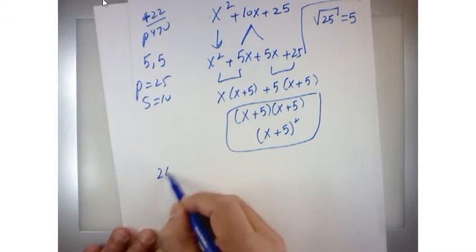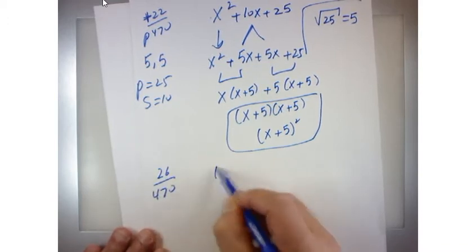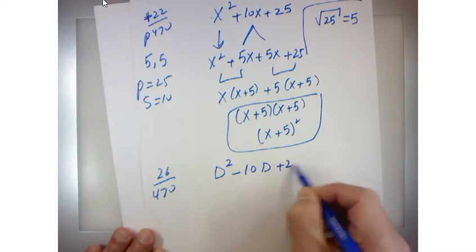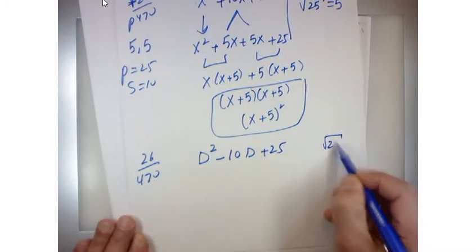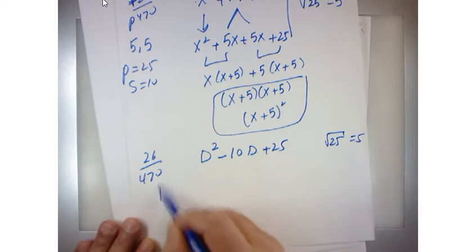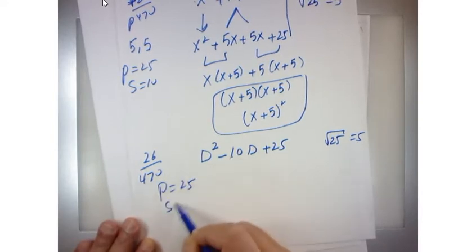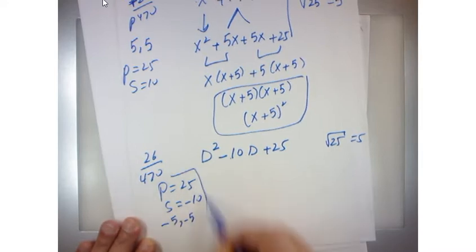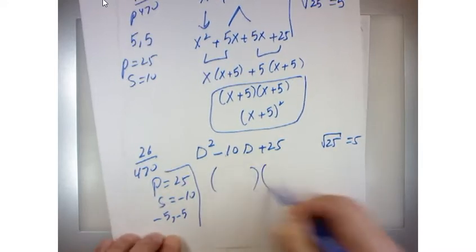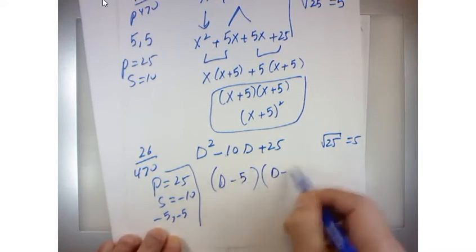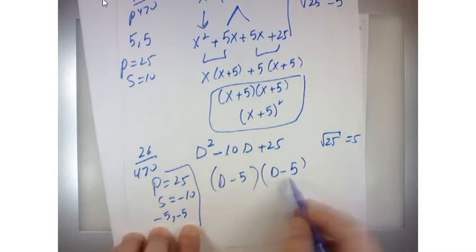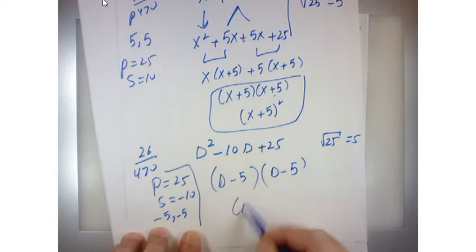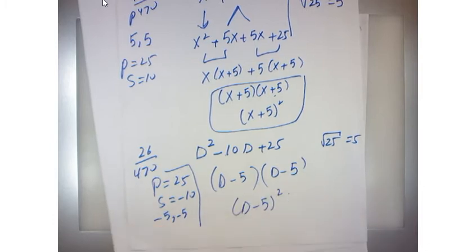So 26, page 470, d squared minus 10d plus 25. Again, if you do square root of 25, you get 5. So product is 25, but sum is negative 10. That's why we're going to do negative 5, negative 5. Okay? And it's going to be d minus 5. You don't have to do grouping, because if you do grouping, remember how we got x plus 5, x plus 5? Same thing. So it's going to be d minus 5 or d minus 5 squared.